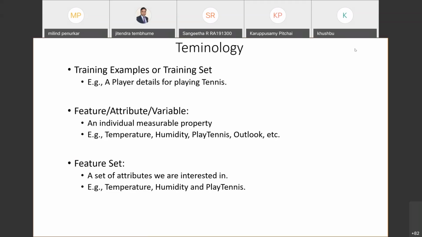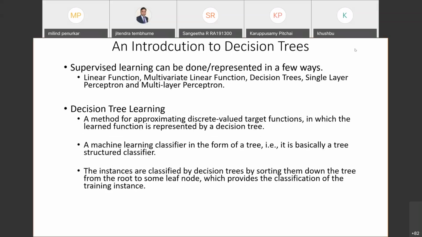So training example is clearly the entire instance available with me, the features are the individual measurable properties, and then out of the given set, how many attributes we would be interested in. So that's the terminology that we have. All right, so here we go. Then we have an introduction to decision trees.